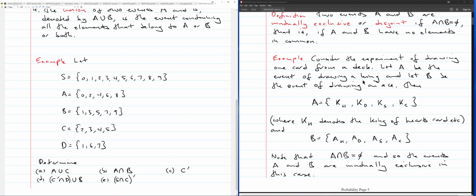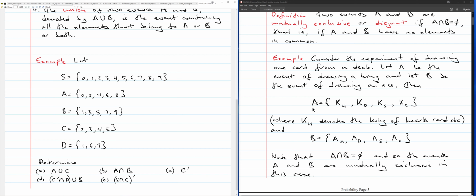And you have 4 ways of drawing a king if you pull one card from a deck, right? So you can get the king of hearts, king of diamonds, king of spades, or king of clubs. So this here is the event of drawing a king, when the experiment is pulling one card from the deck. Okay, and likewise, the possible outcomes in the event of drawing an ace are the ace of hearts, ace of diamonds, ace of spades, or ace of clubs.